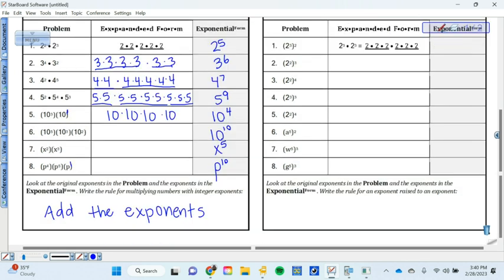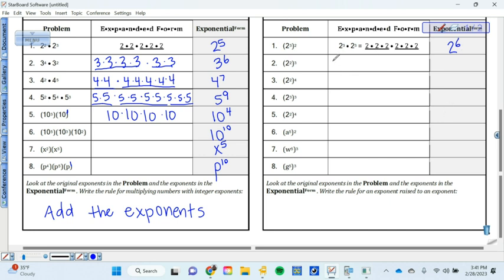And then we'll come over here, and now we have raising a power to a power, so an exponent to an exponent. So for this one, I have 2 cubed squared. So that just means 2 cubed twice. 2 times 2 times 2 times 2 times 2 times 2. So what is this in exponential form? 2 to the 6th power.